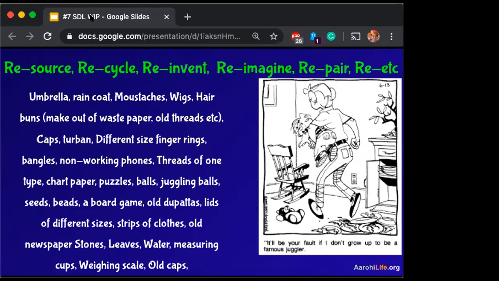Just sharing a little bit of some of the things which we treasure as resources, say umbrellas and raincoats. They are kept outside even though there is no rain, for children to just play and wear. We have a concept called the resource of the day, where every day we bring something. We do bring board games or toys, but consciously we also bring different sizes of finger rings, bangles, non-working phones, different kinds of threads, different types of chart papers, juggling balls, seeds, beads, and we just keep them there. Sometimes they spend a lot of time with that. Somebody was asking how a child spent 3 days with the thread. That child just enjoyed exploring those threads.